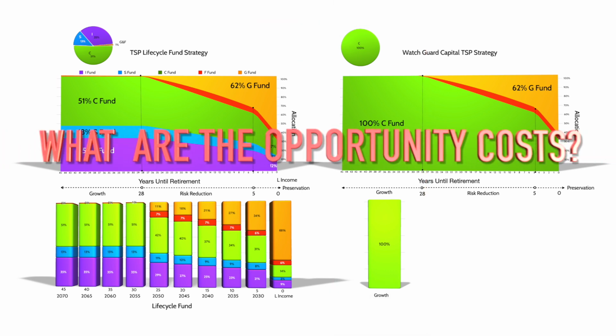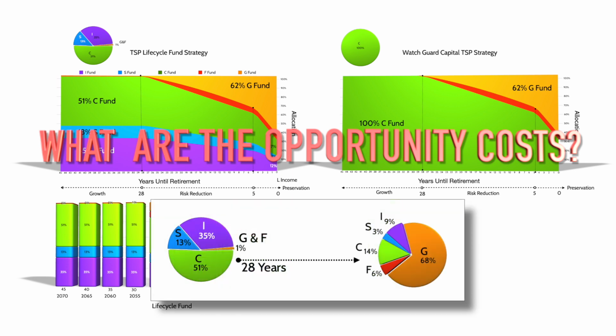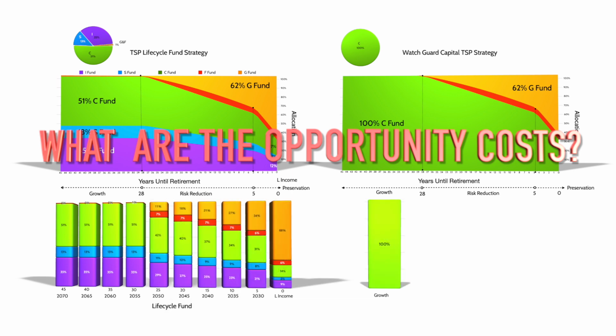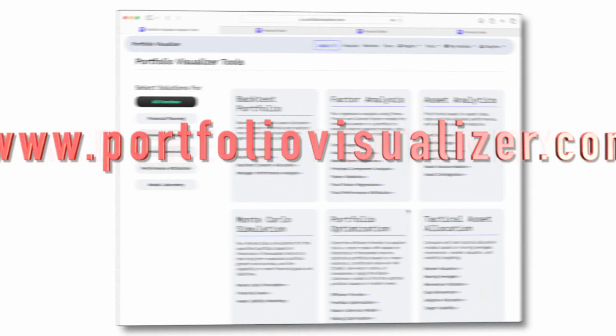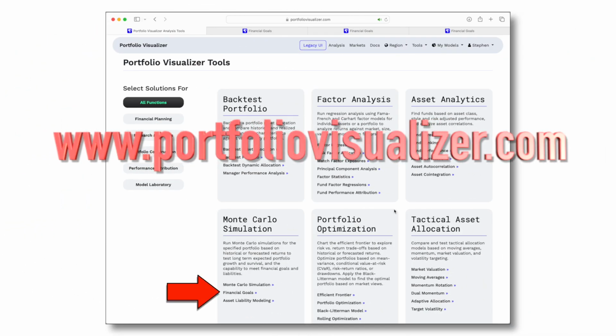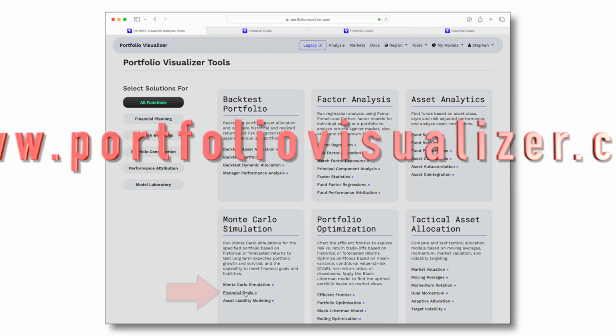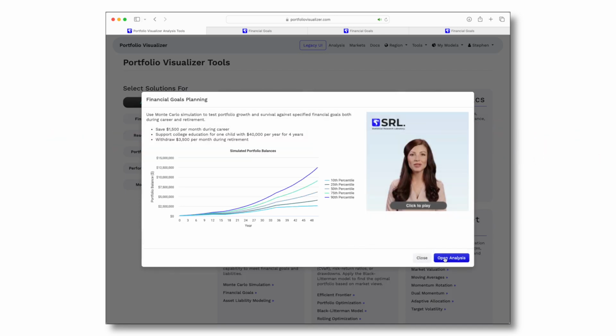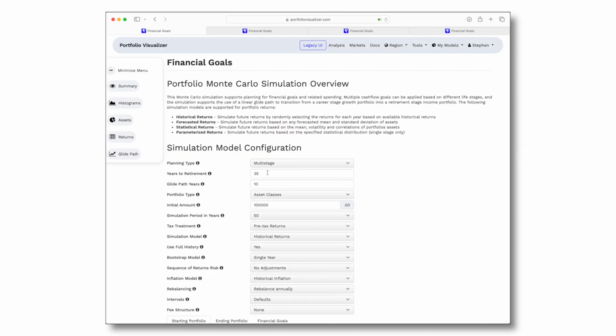What are the expected opportunity costs with starting to prepare an investment portfolio 28 years out from retirement? To answer this question, we can use Portfolio Visualizer's Financial Goals Monte Carlo simulation to run a hypothetical scenario 10,000 times. First, we will need to set our parameters. We are going to assume a 40-year working career where the employee contributes to their 401k every month using a TSP-type investing strategy that will start to shift to be more conservative 28 years prior to retirement.